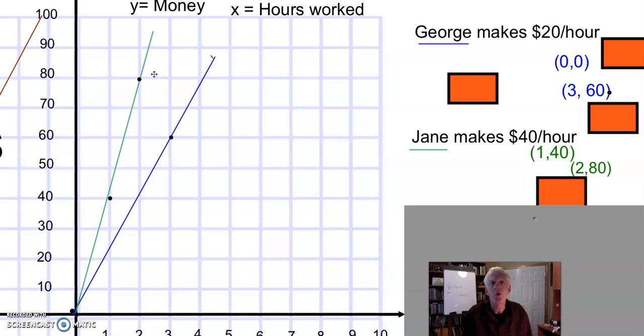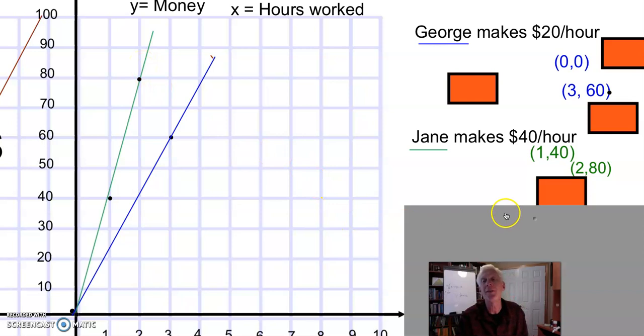Which line is steeper? Who makes more money? Jane makes more money. Her line is steeper, and that's kind of where slope comes in. Now, will George ever make more money than Jane? Only if he works a lot more hours. If Jane only worked 1 hour and George works longer, maybe he'd make more. But if they work the same amount of hours, Jane will always make more money because her line is steeper. She makes more money per hour.